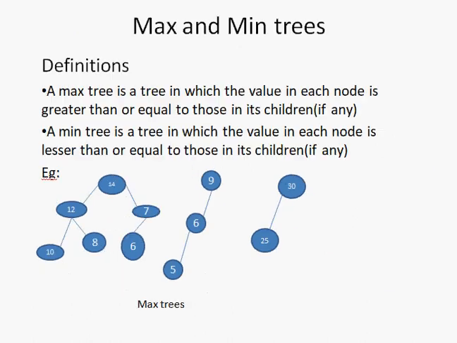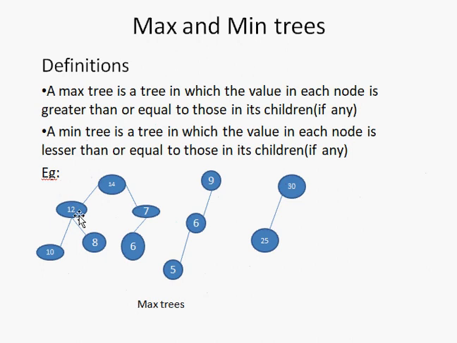Now we will discuss the definition of max and min trees. We use max and min trees for creating data structures like priority queues. Okay, so a max tree is a tree in which every node has a value greater than or equal to that of its children. I repeat, every node present in the tree has a value greater than or equal to that of its children.